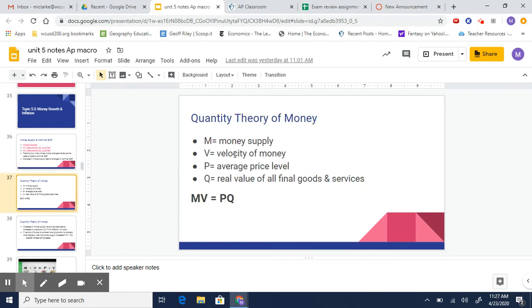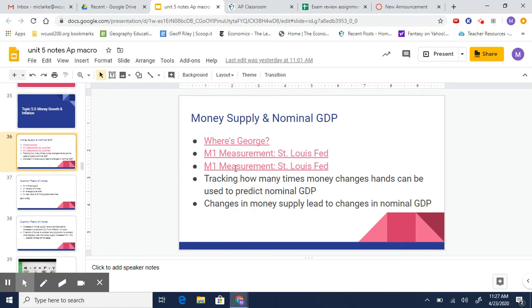And what economists use to determine nominal GDP, they use something called the quantity theory of money. So the quantity theory of money is this. M stands for the amount of money that's in the economy. So you could find that out by using the M1 measurement, thanks to the St.